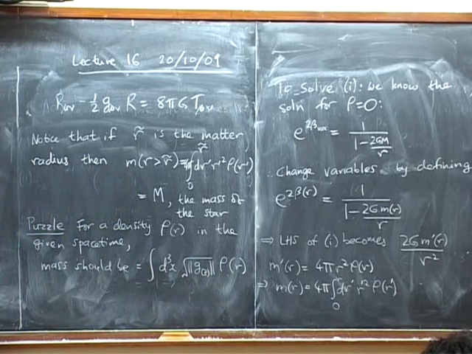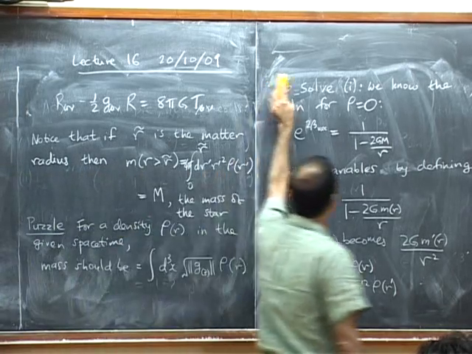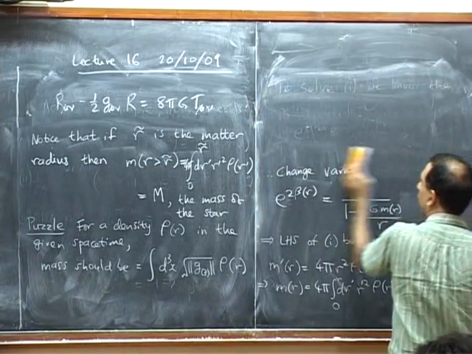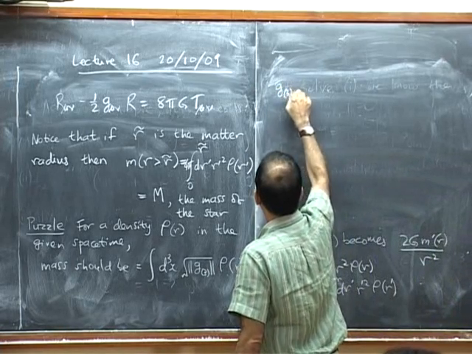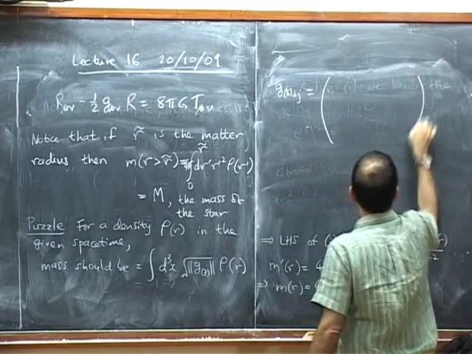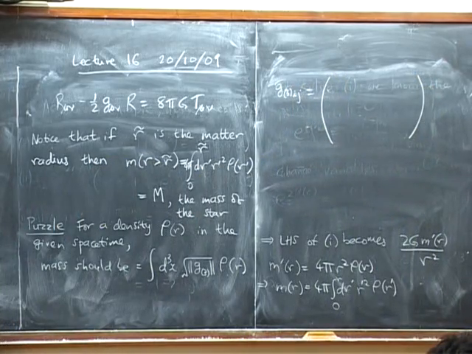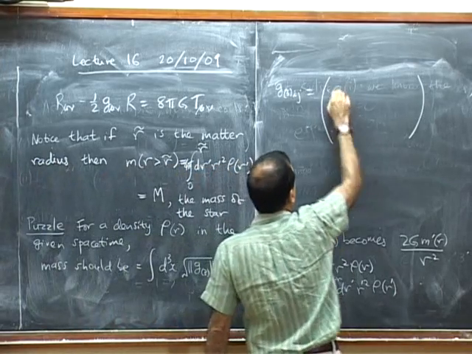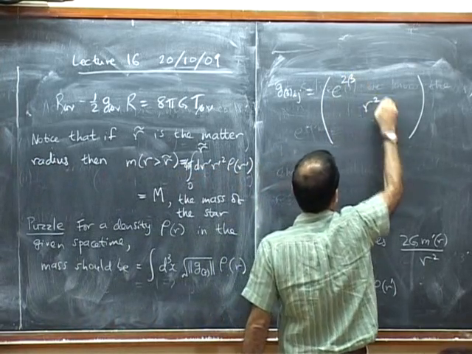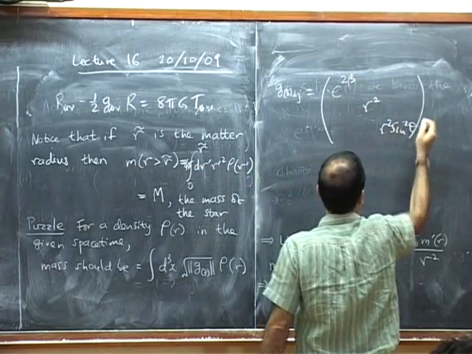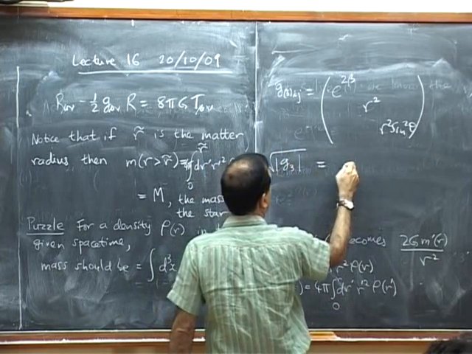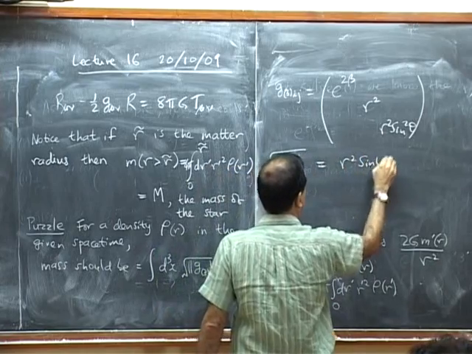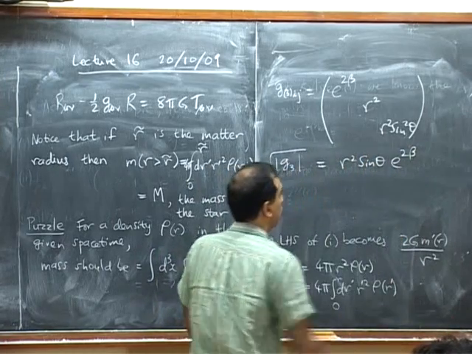Now this doesn't really seem to give us what we are finding, because the 3-metric is just the part of the metric ignoring time. So g3ij is just what I wrote before, except it's e to the 2 beta, r squared and r squared sine squared theta. So root det of this g is equal to r squared sine theta e to the beta.